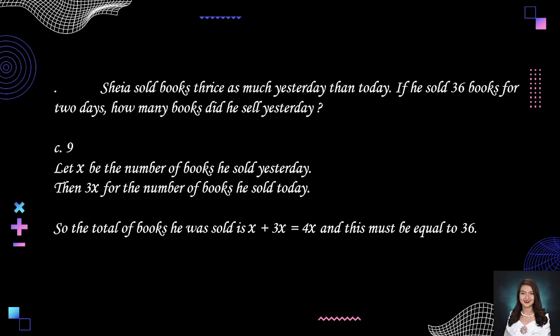Now if we're going to simplify this equation, we have 4x is equal to 36, and we will divide both sides by 4 to get the value of our x. So 4x divided by 4 is equal to x, which is now 36 divided by 4 is equal to 9. Therefore, she sold 9 books yesterday.